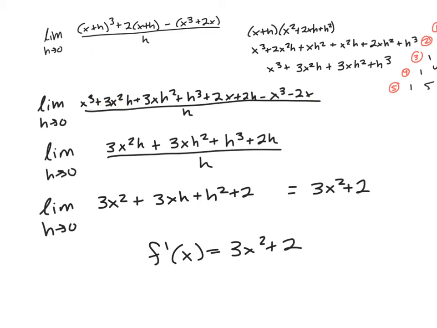So multiply everything out, combine like terms, and then to evaluate the limit, we need to divide out a common factor of h. Here's what we have left. We can evaluate this limit using direct substitution. When I substitute h equals 0, this turns to 0, and this turns to 0, and I'm left with 3x squared plus 2, and that is our derivative.